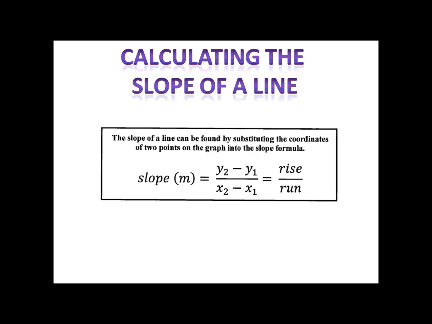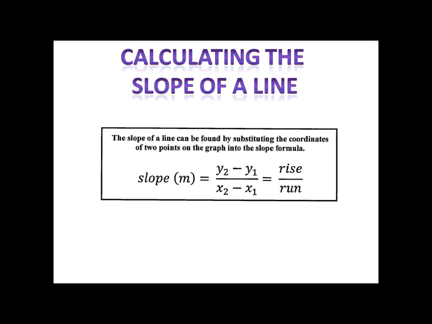We know the x's are on the bottom because they're like picnic table legs. They're holding up the fraction. Also, we know that run is left to right and x's are run. Rise is up and down, and the y-axis goes up and down.